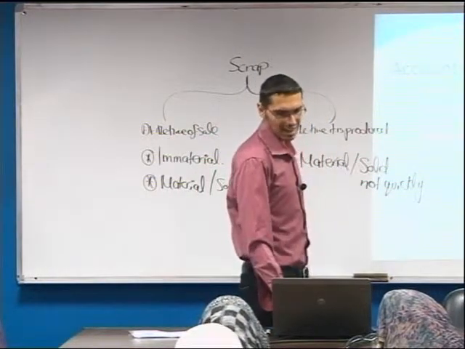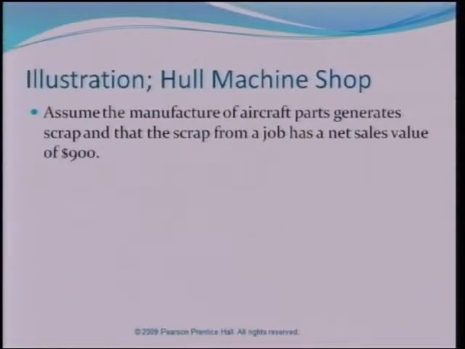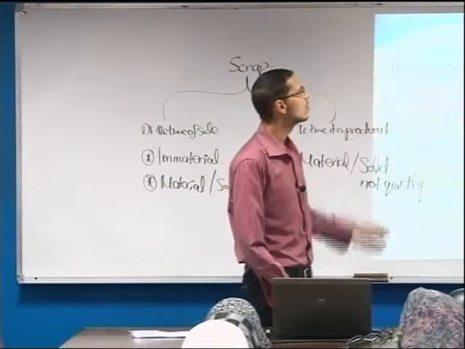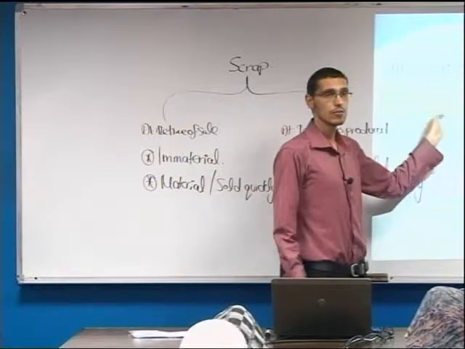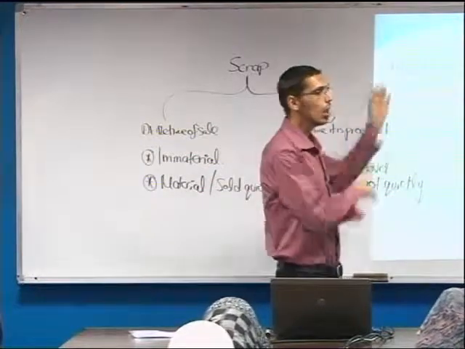Therefore, the accounting for scrap is as follows. Let us consider the illustration for the hull machine shop. Assume the manufacturer of aircraft parts generates scrap and that the scrap from a job has net sales value of $900. Therefore, this is the disposal value of the scrap.